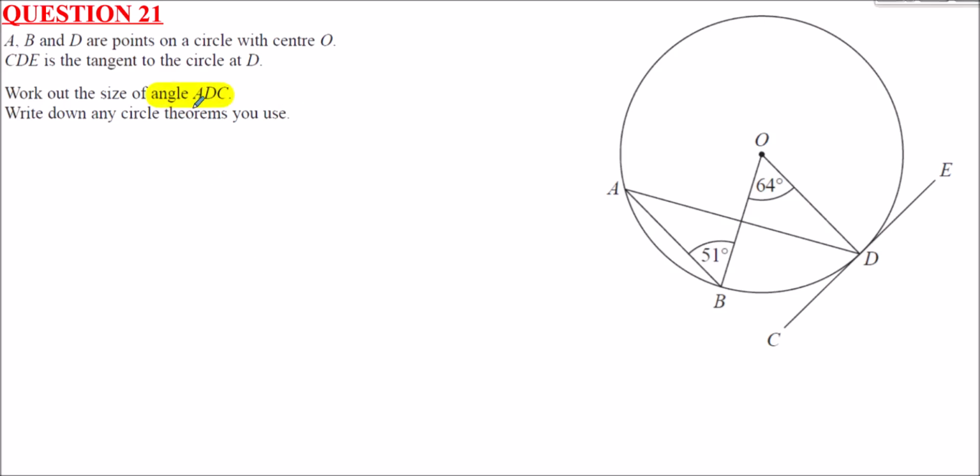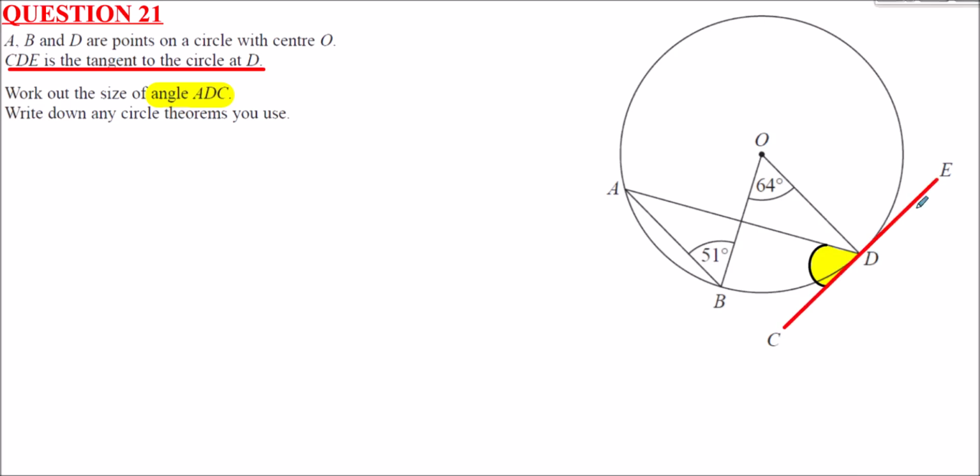So angle ADC first of all. That means the angle is you go from A down to D across to C. So the angle we're wanting to find is this yellow one here, which I'm going to highlight on. That's ADC. CDE is a tangent to the circle. So this line here is a tangent. And this is going to be a clue in terms of what circle theorem to use.